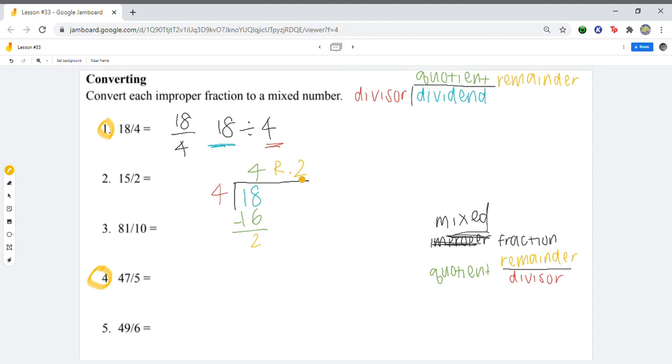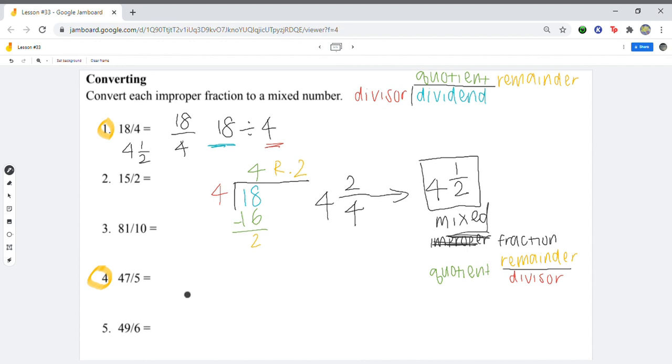So now we know our remainder, color-coded in yellow. And we know our quotient, color-coded in green. And we know our divisor, color-coded in red. So now using these numbers, all I have to do is plug this in like this. So our quotient 4, remainder 2 over 4. So now this is our mixed fraction. It's not simplified, so we're going to simplify right now to equal 4 and a half. So this is our mixed number for 18 over 4. Pretty easy as long as you follow these steps.